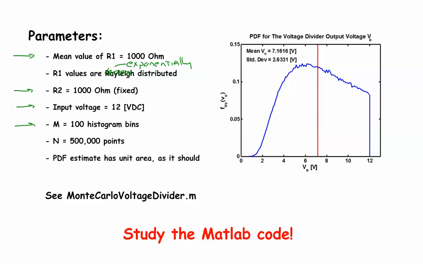I fiddled with the output voltage data until it looked reasonably smooth, and when I was happy, I was using 100 bins distributed between 0 volts and 12 volts. I used 500,000 data points for X. X is rand(1,n). All right, that's where I started, and I checked it, and my PDF does indeed have unit area.